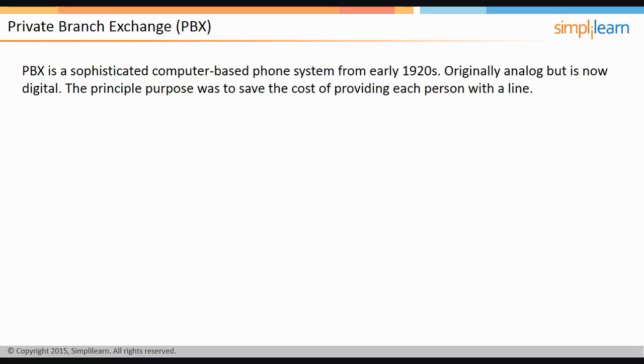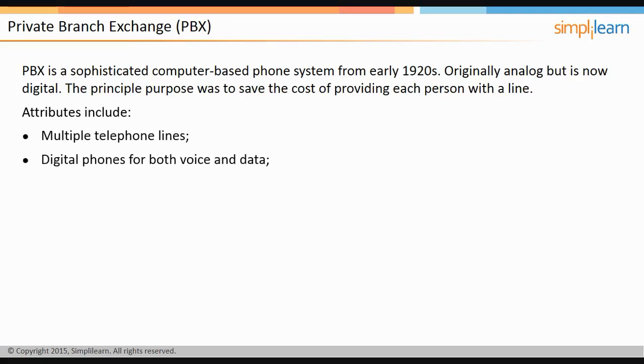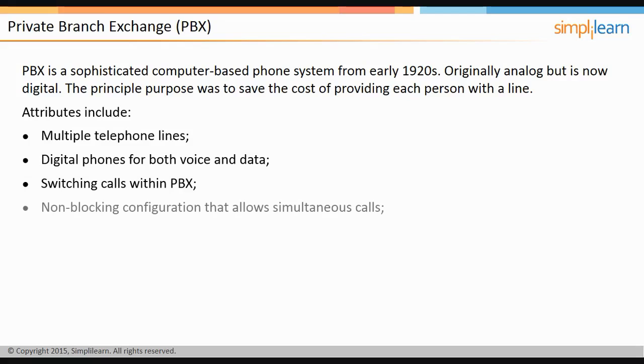PBX is a sophisticated computer-based phone system from the early 1920s. Originally, it was analog, but is now digital. Its principal purpose was to save the cost of providing each person with a line. Attributes include multiple telephone lines, digital phones for both voice and data, switching calls within the PBX, a non-blocking configuration that allows simultaneous calls, and an operator console or switchboard.